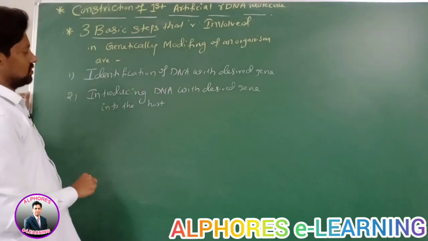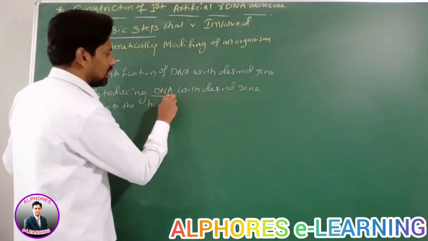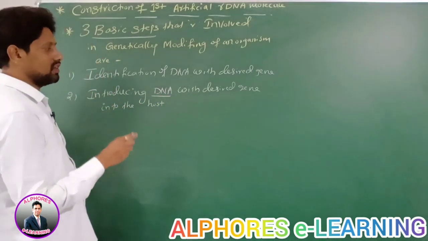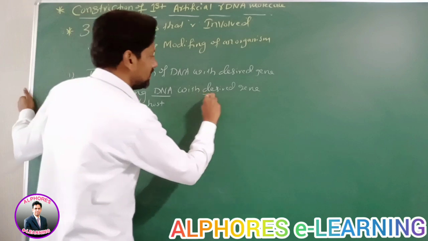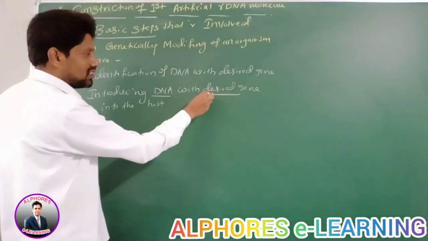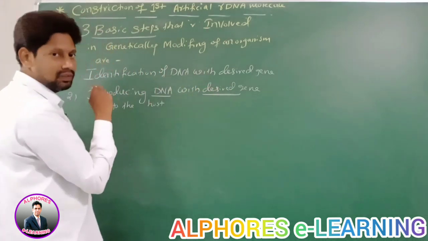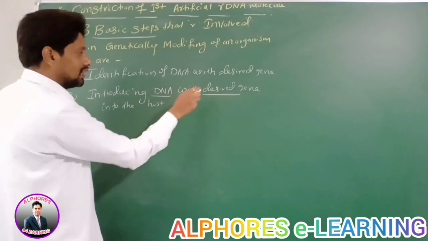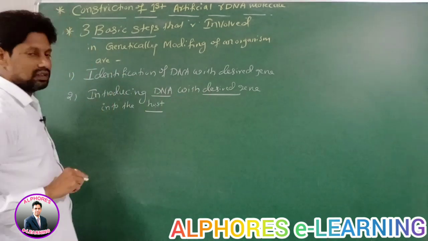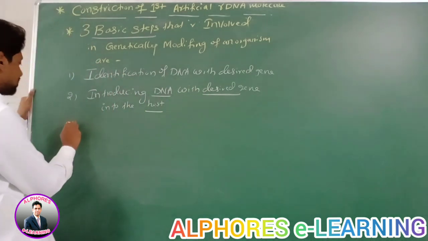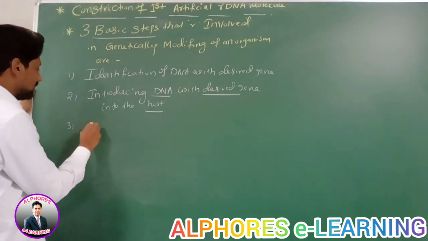Into the host. Actually, we are not introducing the complete DNA. Just we are cutting the DNA. We isolated the desired gene. That desired gene is placed inside the vector and rDNA is formed. That rDNA is introduced into the host. Is it okay? Right.